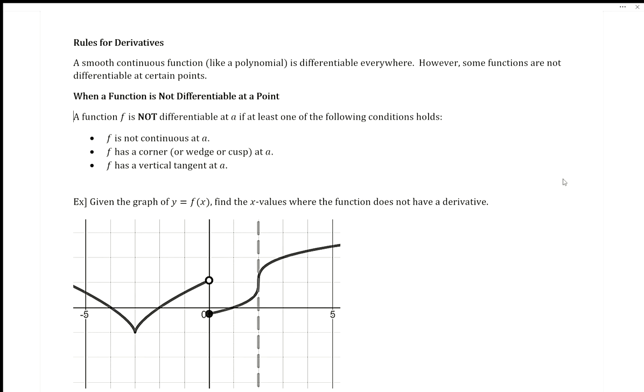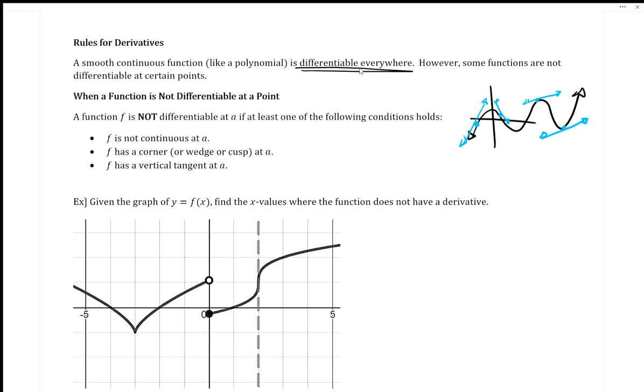We want a smooth continuous function, like a polynomial, that would be differentiable everywhere. So a smooth continuous function would be something like that. Nice and curvy, so no sharp edges. However, some functions are not differentiable at certain points. Here we can find a slope to the tangent line anywhere. If I pick this point, I could find a tangent line. If I pick this point, I could find a tangent line. So we could find all sorts of tangent lines.